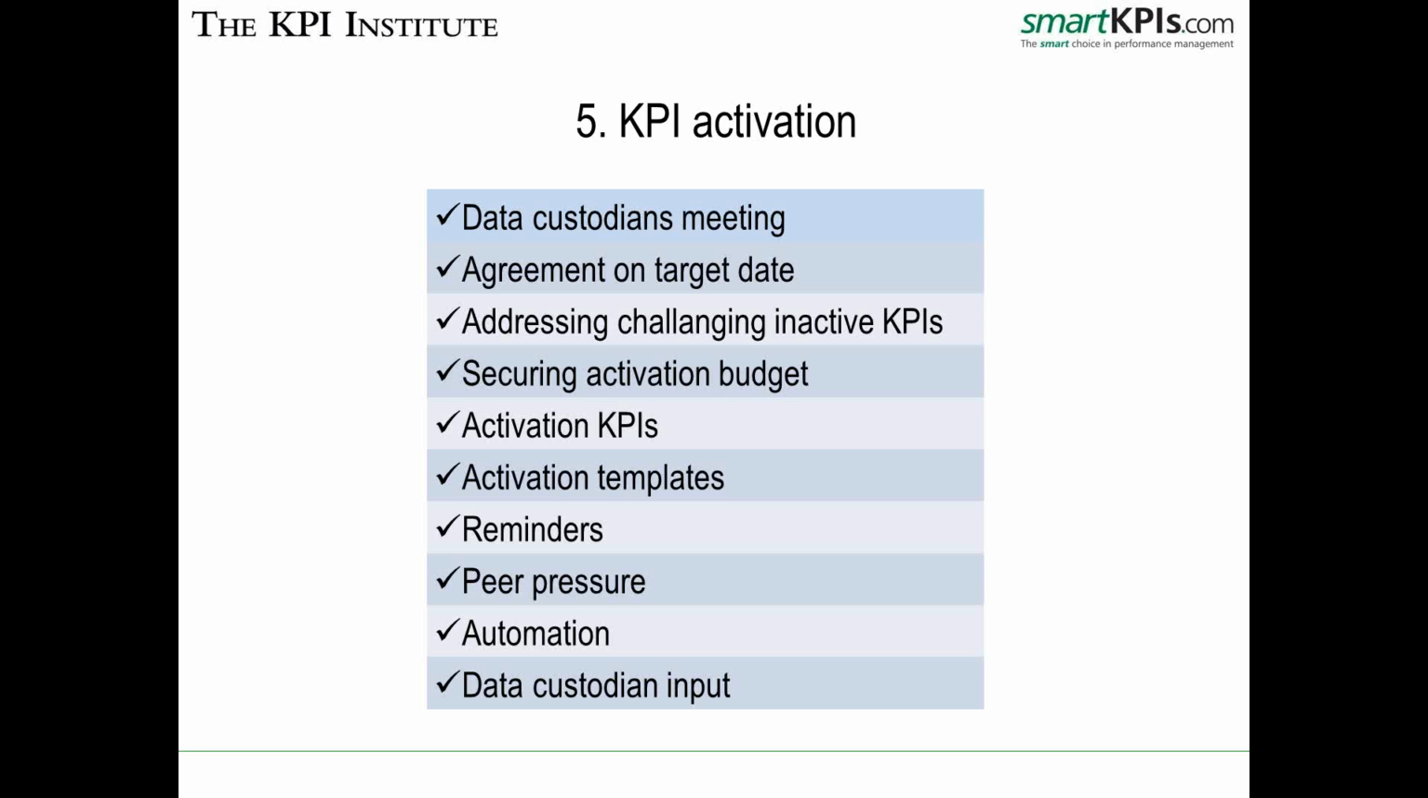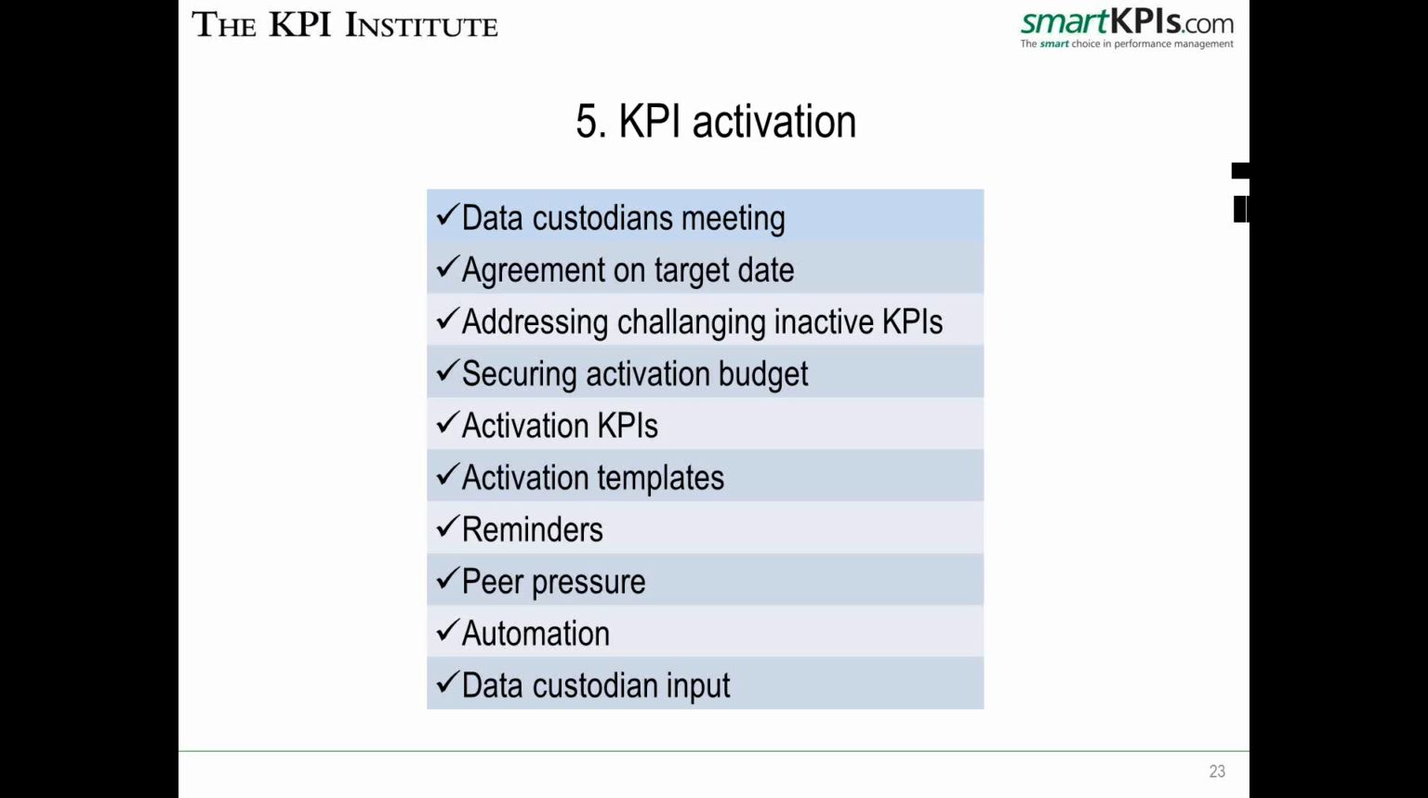And next, KPI activation. By understanding KPIs, we are also able to figure out how are we going to gather the data, who's going to provide the data, when, from what system. So some useful steps here are establishing a network of data custodians. For each KPI we should have a data custodian nominated, agreeing with them on a target activation date, addressing challenging KPIs, trying to secure budget for activating, gathering data for KPIs that we've never measured in the past. We should also set up activation templates to ensure standardization around data gathering.